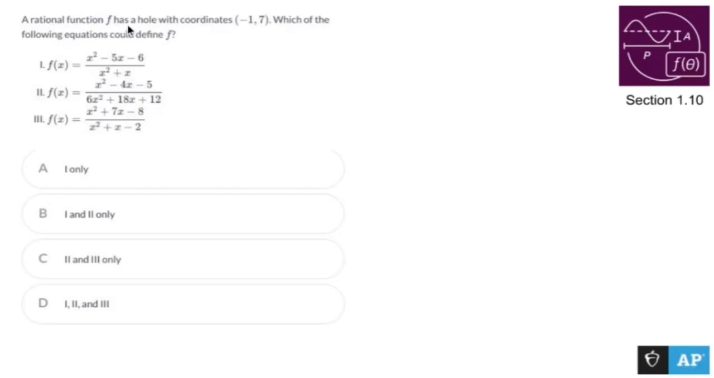A rational function f has a hole with coordinates (-1, 7). Which of the following equations could define f? Now, when it comes to holes, I only care about the x value.